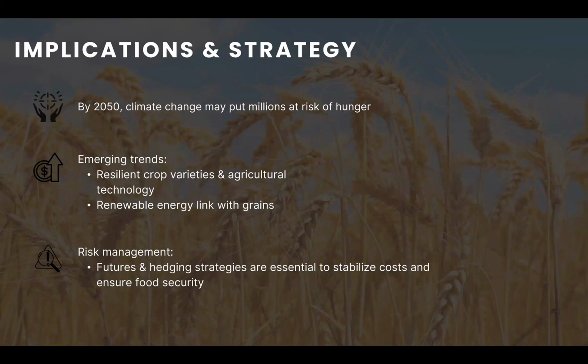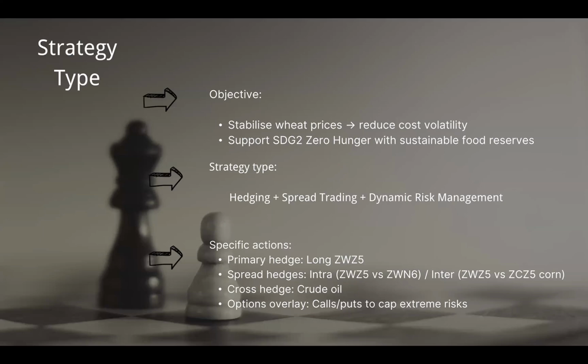So in conclusion, the wheat market faces significant challenges from climate change, geopolitical tensions, and energy dynamics. By 2050, millions of people may face hunger due to these pressures. To manage risk, it is crucial to invest in resilient crop varieties, agricultural technology, and renewable energy. Most importantly, engaging in futures and hedging strategies will be essential to stabilize costs, manage volatility, and safeguard global food security. Okay, so now I will explain our trading strategy.